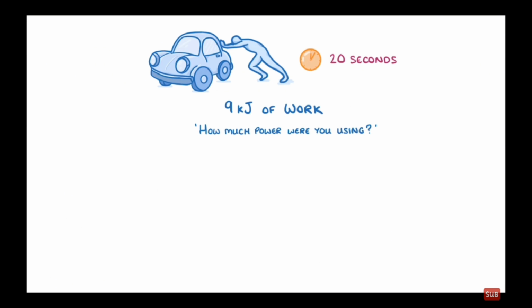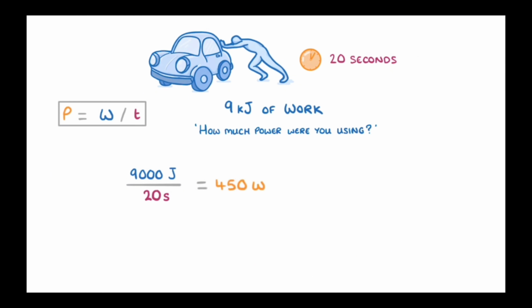As a last example, imagine that to push a car down the street, you have to do 9 kilojoules of work over the course of 20 seconds. How much power were you using? Once we have the equation, we can see that all we have to do is divide the work done, which is 9 kilojoules, or 9,000 joules, by the time taken of 20 seconds. So the power would be 450 watts.